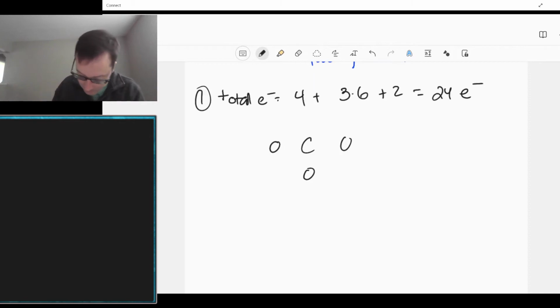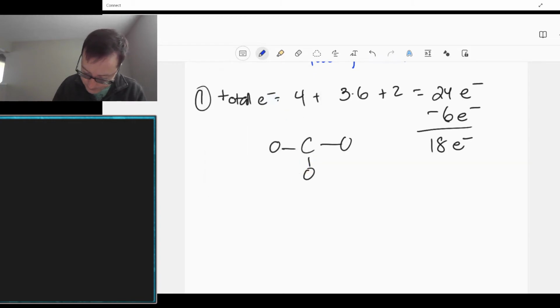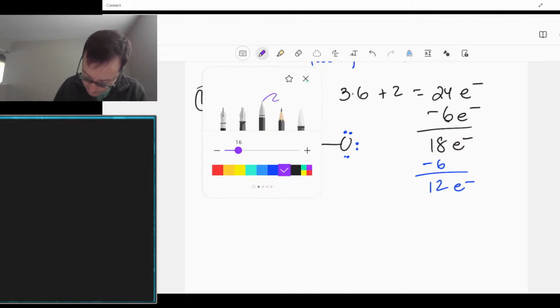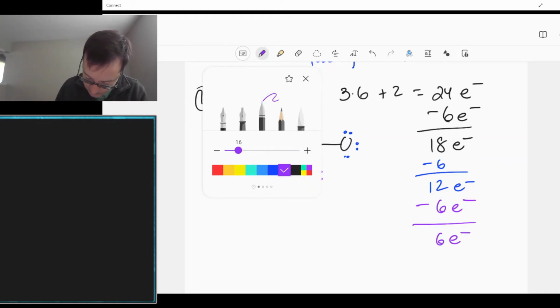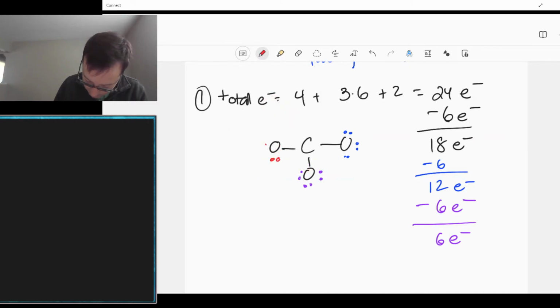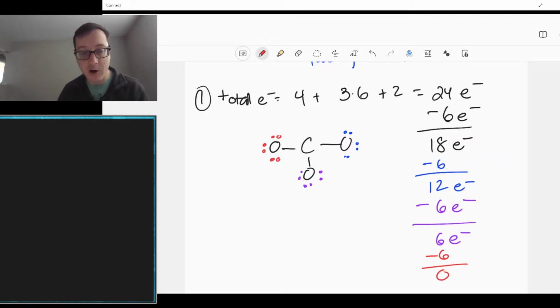So we want to draw a single bond to each one. Single bond to each one takes 6 electrons. We have 18 left. Let's start giving some out. We have 12 electrons left. Let's do purple. We've got 6 electrons left, and we're going to do, how about red this time? We have none left for dear old carbon in the middle.